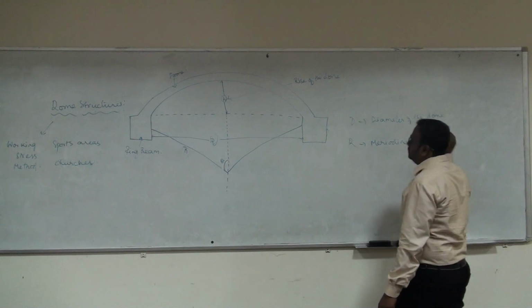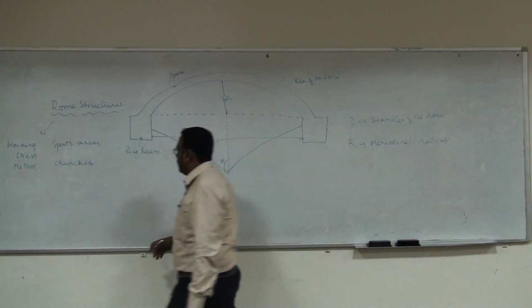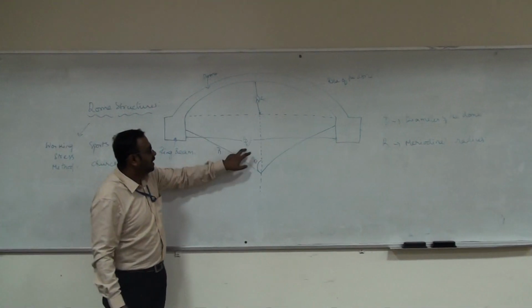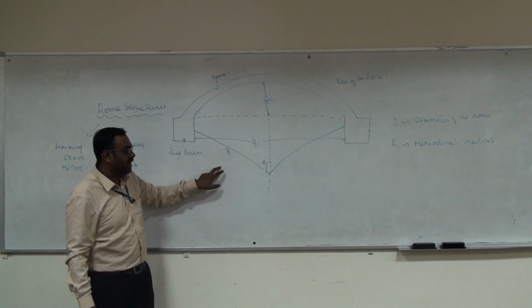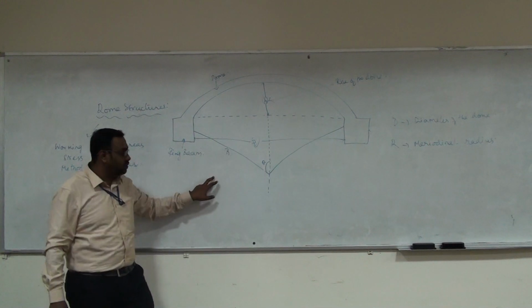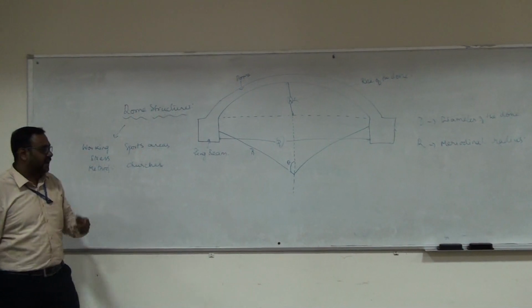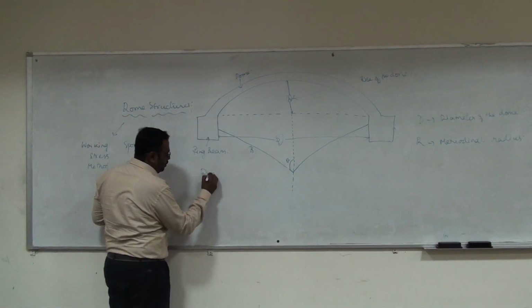Okay, theta. So listen: H is the height of the tank, and D is the diameter of the tank. R is the meridional radius of the dome, and theta is the angle subtending that meridional radius. And again, we come to the design procedure.